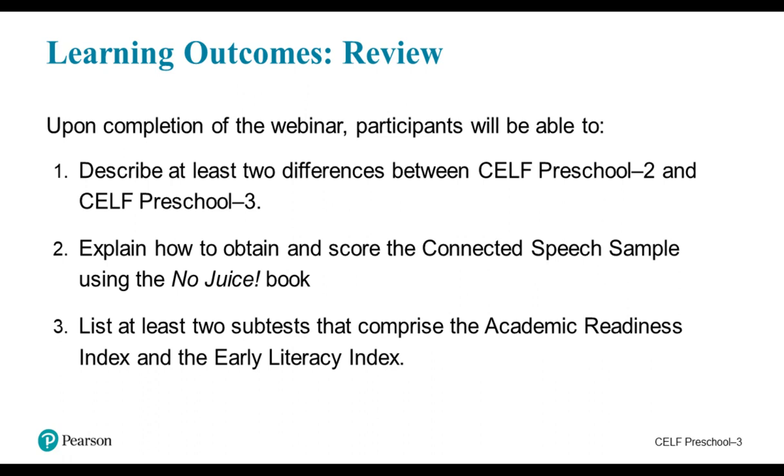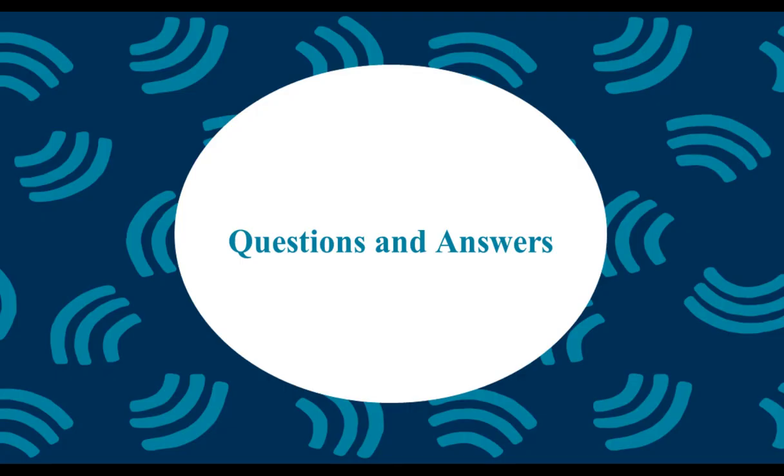And then the last one was to list at least two subtests that make up the academic readiness index, and certainly those would be expressive vocabulary, following directions, and the descriptive pragmatics profile. And then for the early literacy index, phonological awareness and the pre-literacy rating scale.